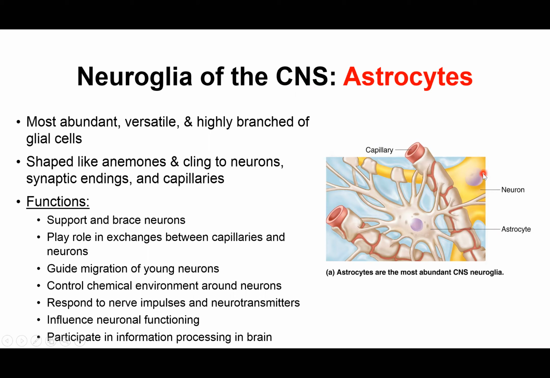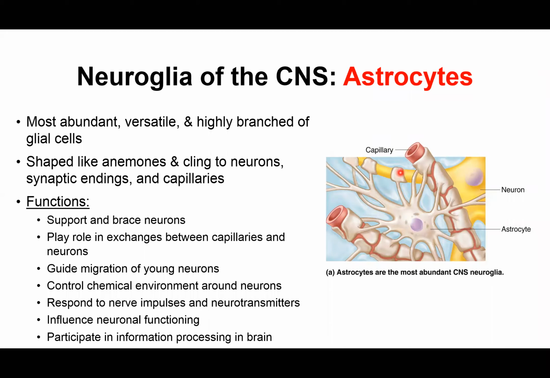They also cling on to the synaptic endings of neurons. And finally, they cling on to capillaries, which are just little tiny blood vessels. The whole purpose of astrocytes, they have several roles, but they support the neurons and brace them. They also play a role in exchanging nutrients between the capillary and the neuron. They guide the migration of young neurons to their proper places, and can control the chemical environment that's surrounding neurons.